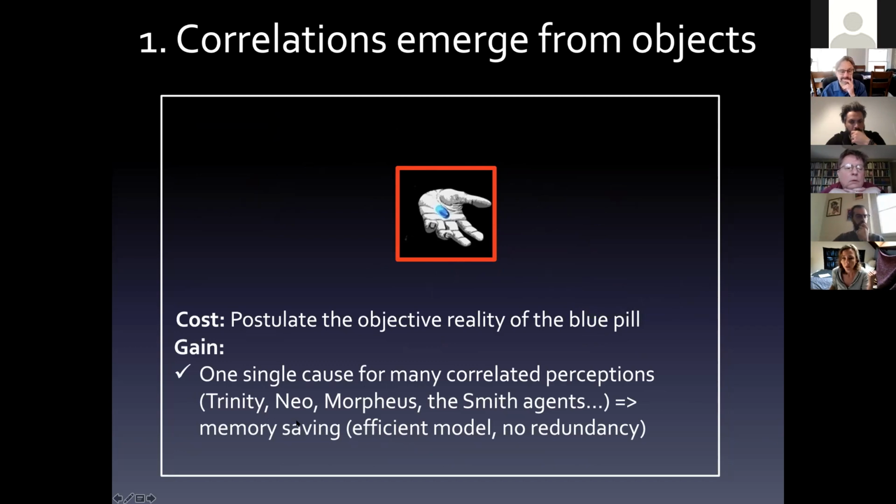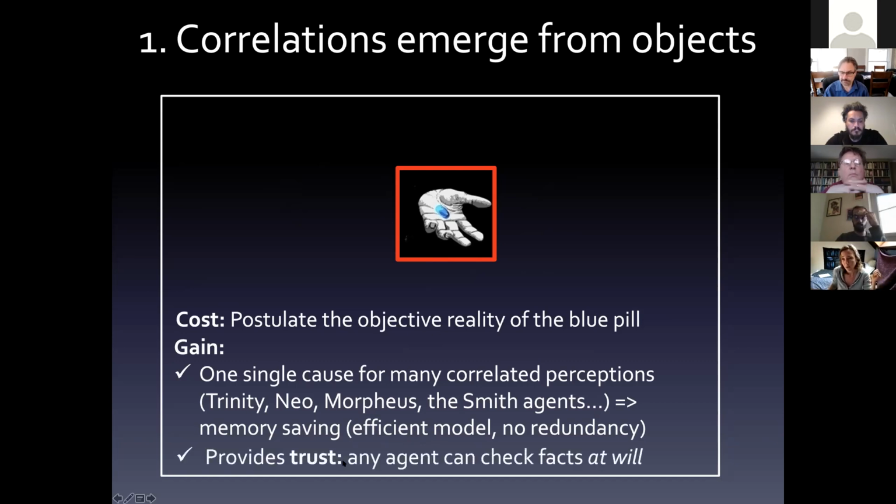So if I phrase this in terms of machine learning, this is a very efficient model because we eliminate redundancies. We don't need the information spread over the head, Neo, Morpheus, etc. We just have one cause, so we save memory. This is an efficient model. The other very important thing that we gain is that it provides trust, because any agent will be able to come back and check the facts at will.